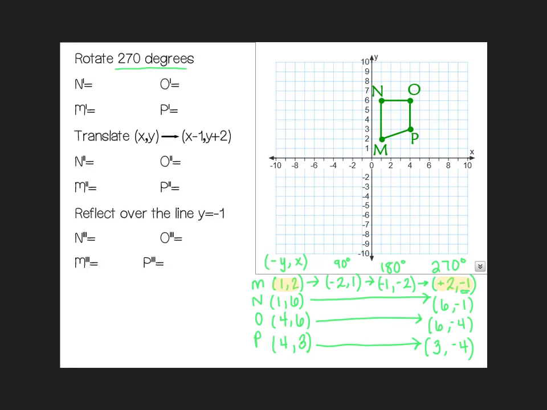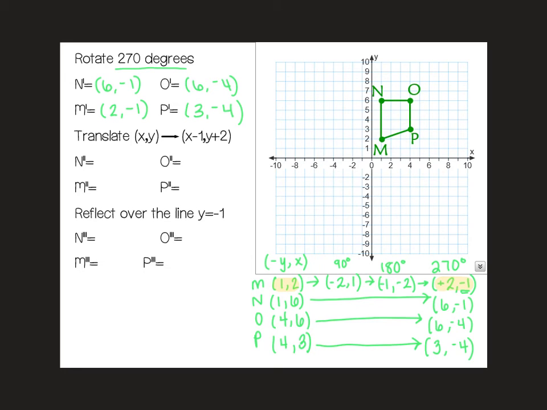I'm going to write these points under the rotate 270 degrees. So for n prime, I got 6, negative 1. For m prime, I got 2, negative 1. For o prime, I got 6, negative 4. And for p prime, I got 3, negative 4. I'm not going to graph each transformation because my graph will be very cluttered by the end.